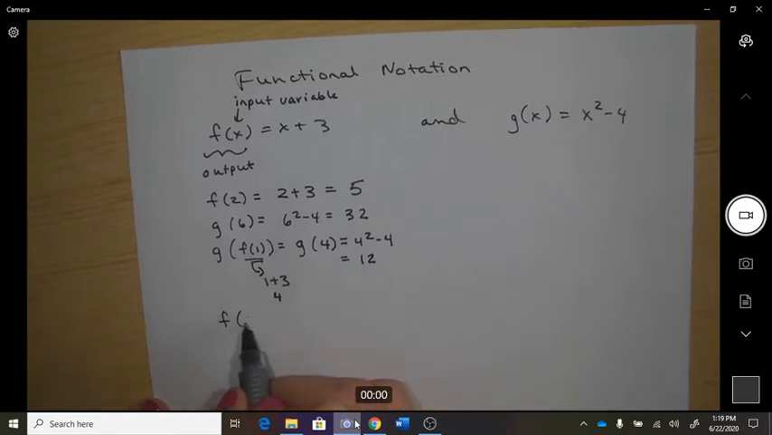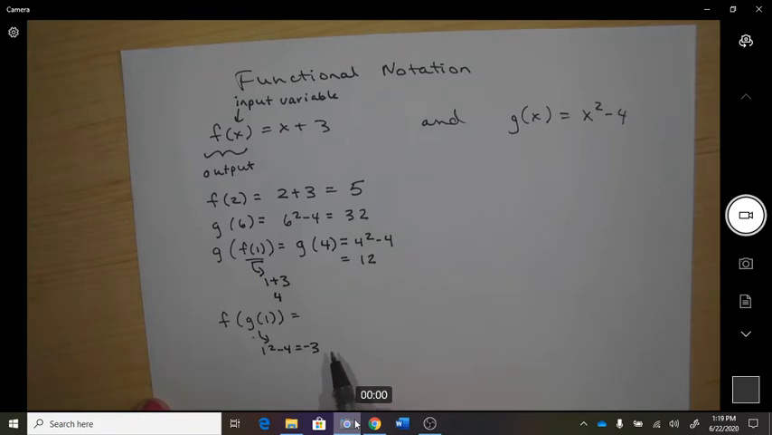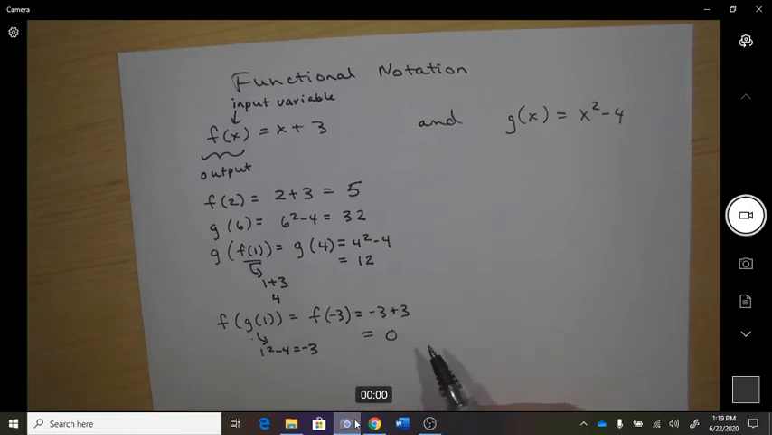What is f of g of 1? So you can see how you think these might be the same, but they're not, because you have to go in order. So you got to do g of 1 first. So g of 1 is 1 squared minus 4, which is negative 3. And now f of negative 3 is negative 3 plus 3, which is 0.